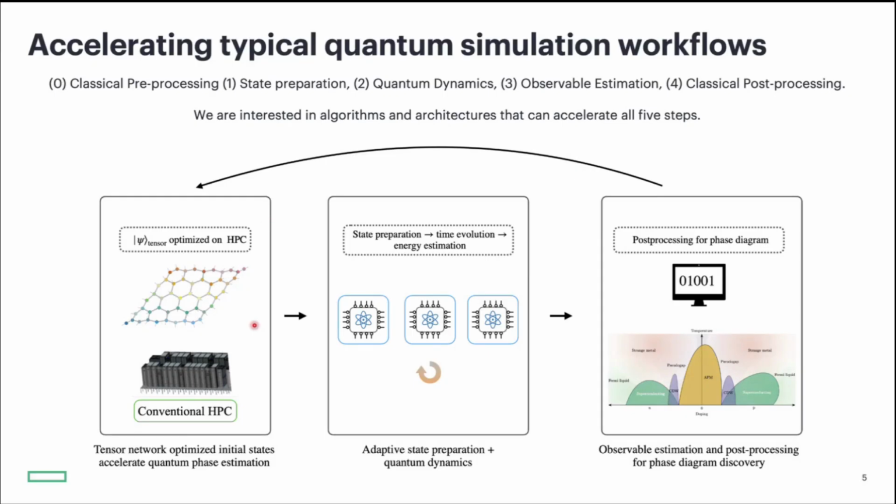You will see that in this workflow, I have put a conventional HPC in the beginning. For quantum phase estimation, as we will discuss in a little bit, one of the most important parts is that you need a good reference initial state. The quality of the initial reference state determines how many iterations of phase estimation you need to do. And so it's quintessential that you build a good one.